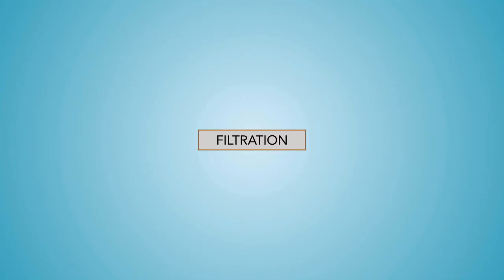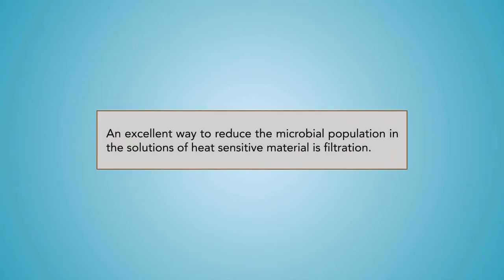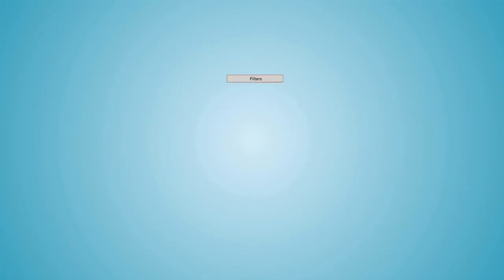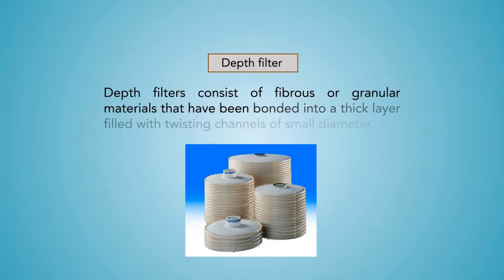Next, we'll come to filtration. An excellent way to reduce the microbial population in a solution of heat-sensitive material is filtration. There are two types of filters. The first one is the depth filter and another one is the membrane filter. A depth filter consists of a fibrous or granular material that has been bonded into a thick layer which is filled with twisting channels of small diameter.